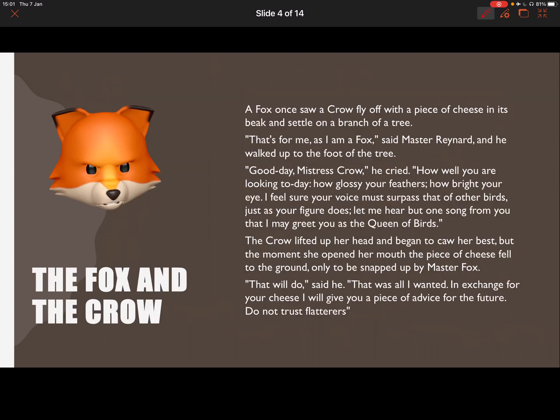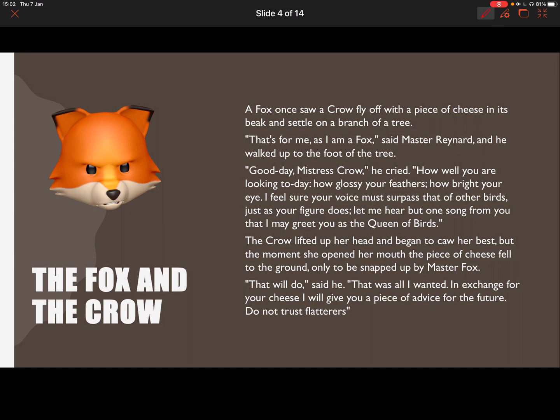So the next one, the fox and the crow. A fox once saw a crow fly off with a piece of cheese in its beak and settle on the branch of a tree. "That's for me, as I am a fox," said Master Reynard. And he walked up to the foot of the tree. "Good day, Mistress Crow," he cried. "How well you are looking today! How glossy your feathers, how bright your eye! I feel sure your voice must surpass that of the birds, just as your figure does. Let me hear but one song from you, that I may greet you as the Queen of Birds."